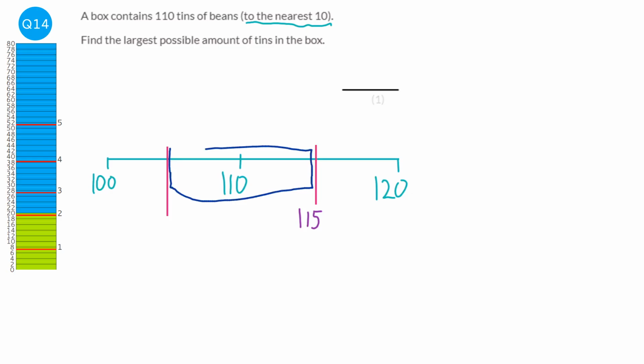So this part here, and it includes this line actually. So all the numbers that would have rounded to 110 would have been 105, 106, 107, 108, 109, 110, 111, 112, 113, 114, which would be here. But if it was 115, it would have rounded to 120. So 114 is the biggest number it could have been before rounding to 120. And we know it didn't round to 120 because in the question it says it's 110 to the nearest 10. So our answer is 114.